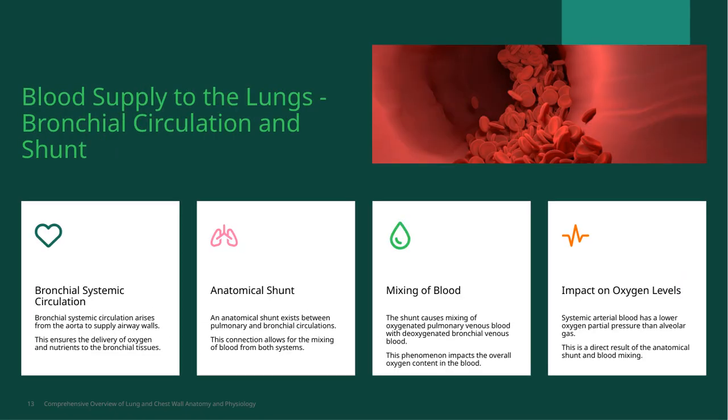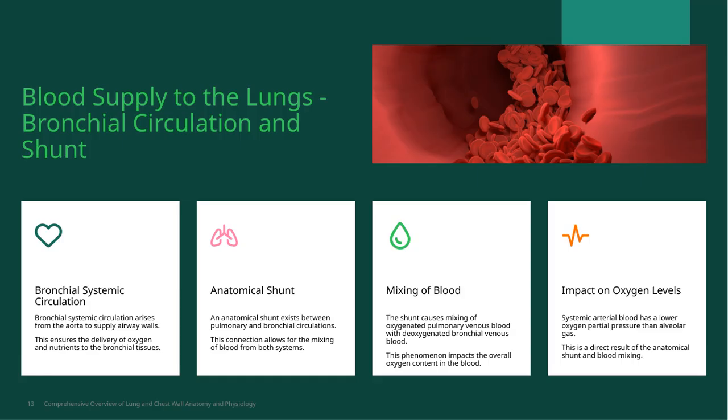Let's now turn our attention to the bronchial systemic circulation. This part of the circulation arises directly from the aorta and is responsible for supplying blood to the airway walls. Its main role is to ensure that the bronchial tissues receive the oxygen and nutrients they need to function properly. An important concept to understand here is the existence of an anatomical shunt between the pulmonary and bronchial circulations.